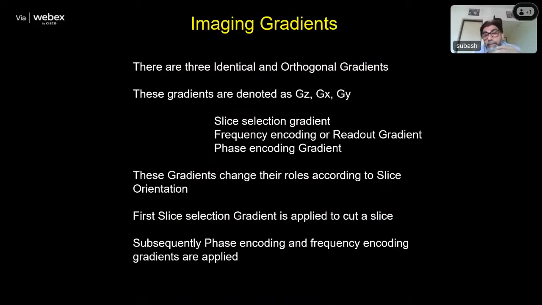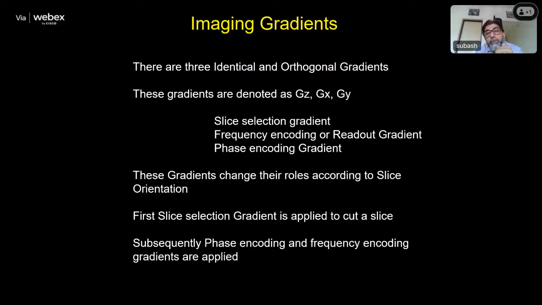So now coming back to the imaging gradient, as I said, you have to apply these to form an image, to get pixel-wise information. There are 3 identical and orthogonal gradients which are applied in the X, Y, and Z directions. When you apply the first gradient on the image, this is called the slice selection gradient. The role of this gradient is to select a particular slice in the body. You can select it anywhere in the body, wherever you like. Suppose you are doing a brain, you can set it across the nose bridge, and then take a slice there.